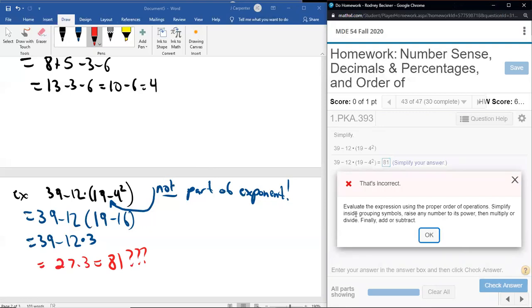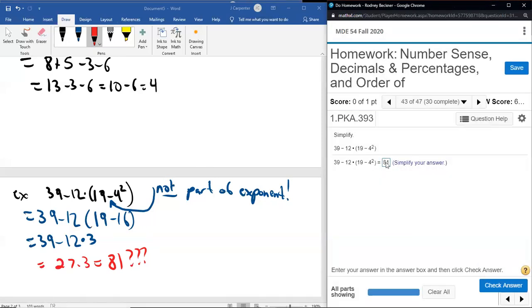Nope. Evaluate the expression using the proper order of operations. So the hints aren't always as great for some problems, but it did at least remind you to do everything in the proper order, which is exactly what we did wrong, why I switched to red here. What did I do wrong? I did a subtraction before I did a multiplication, and this is what people on Facebook do.